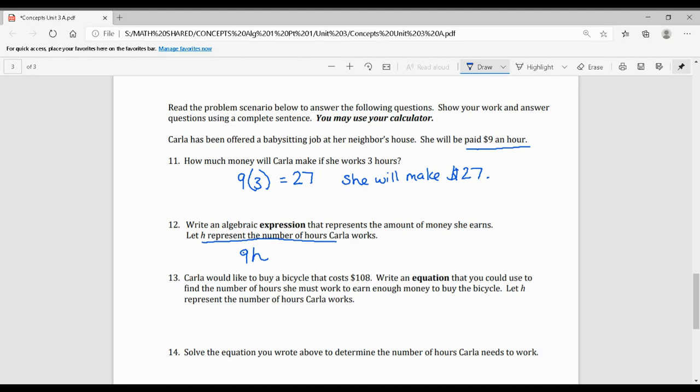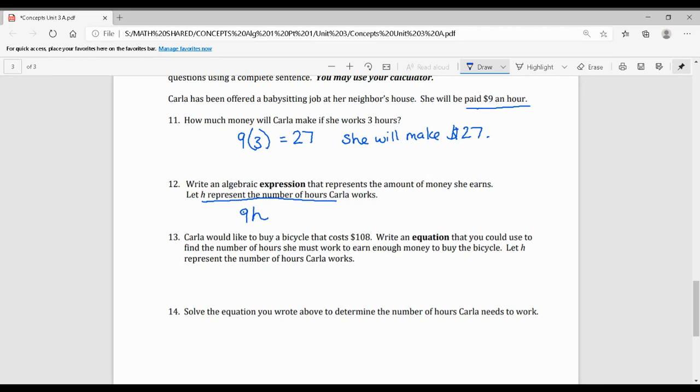All right, here's what's different from our test. Now we're going to actually have equations. So it says Carla would like to buy a bicycle that costs $108. Write an equation that you could use to determine the amount of hours she needs to work. Let H represent the number of hours. So let's recall, an equation has a what in it? Equal sign. Equal sign, exactly.